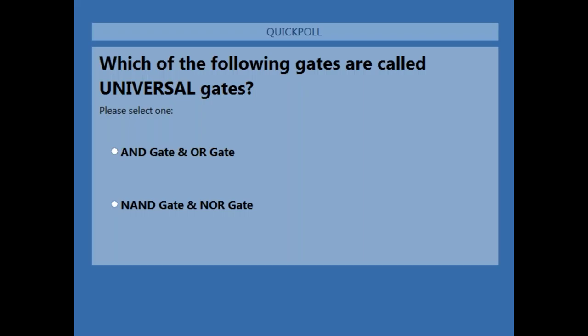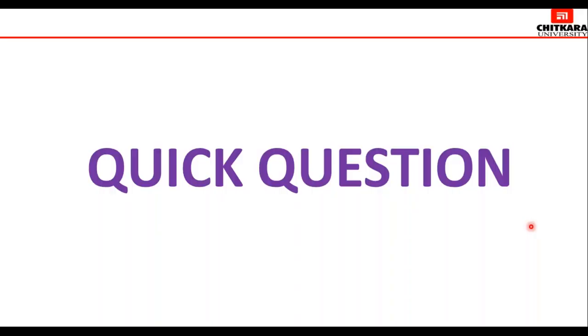Okay, so let me close it. So what is the correct option? It is the B option, that is NAND gate and NOR gate, right? But very few of you have marked AND gate and OR gate. I don't know why. I have also shown you a slide which was talking about the universal gates, right? Okay, so the B option is the correct option. Good.